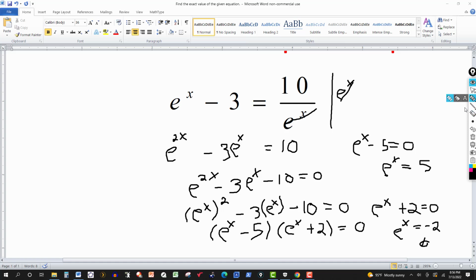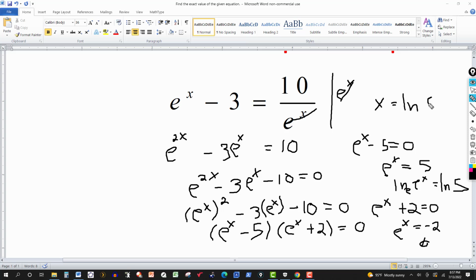I take the log to both sides. And since the base is e, I'm going to use the natural log. Natural log of e to the x is equal to the natural log of 5. And of course, because this is the natural log, the base here is e. So I have the natural log of e to the x, and this is base e right here. By that definition for logs, we know that the left side has to be x. And of course the right side is the natural log of 5.